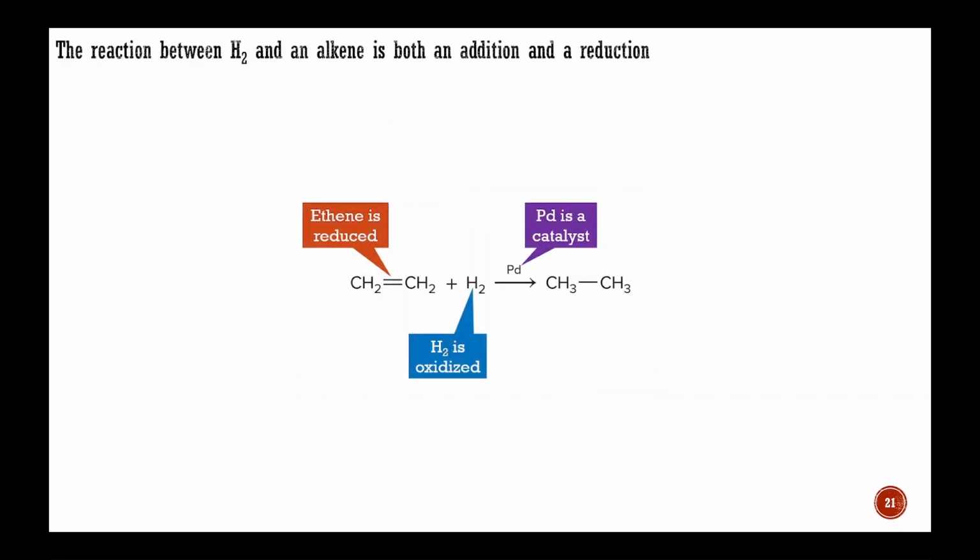Finally, the reaction between hydrogen gas and an alkene is both an addition and a reduction. In this reaction scheme, we see that each carbon in ethane has more bonds to hydrogen than in ethene, meaning that ethene is reduced. The hydrogen gas is oxidized in the process, and the palladium shown above the arrow acts as a catalyst to speed up the reaction.